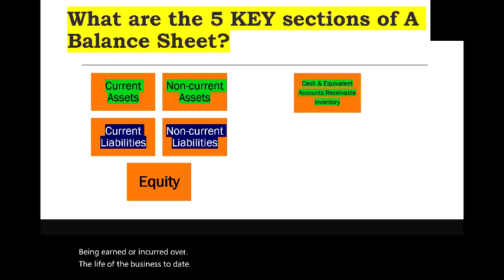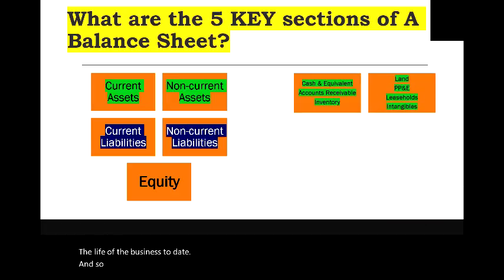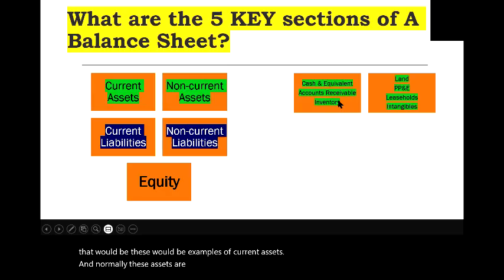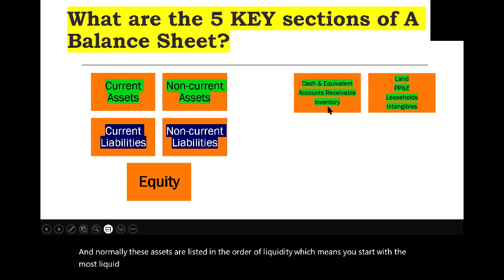And so examples would include cash and equivalents, accounts receivable, as well as inventory. These would be examples of current assets. And normally these assets are listed in the order of liquidity, which means you start with the most liquid current asset and you end with the least liquid.